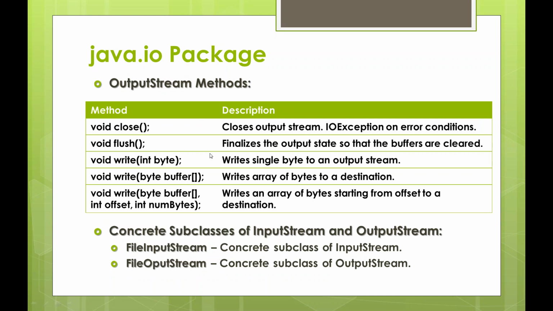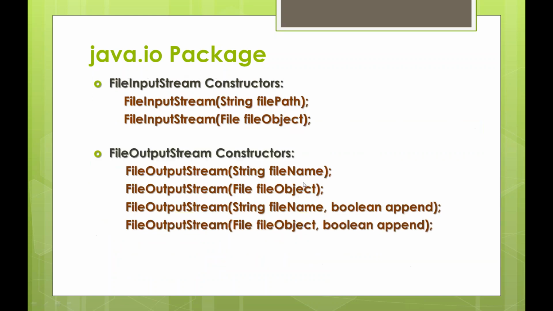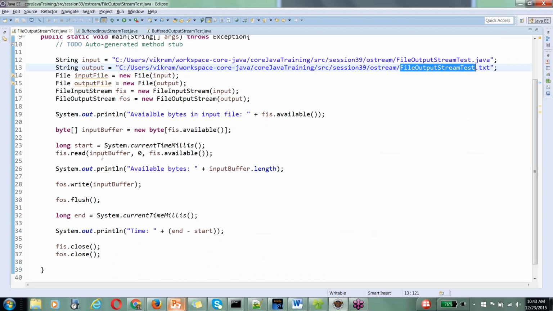So here we have different versions of write. You can write individual bytes, or you can write whatever is there in a particular buffer or byte array to a destination, or you can specify the byte array and from where you have to start and the number of bytes here. So that is the version I am using here.